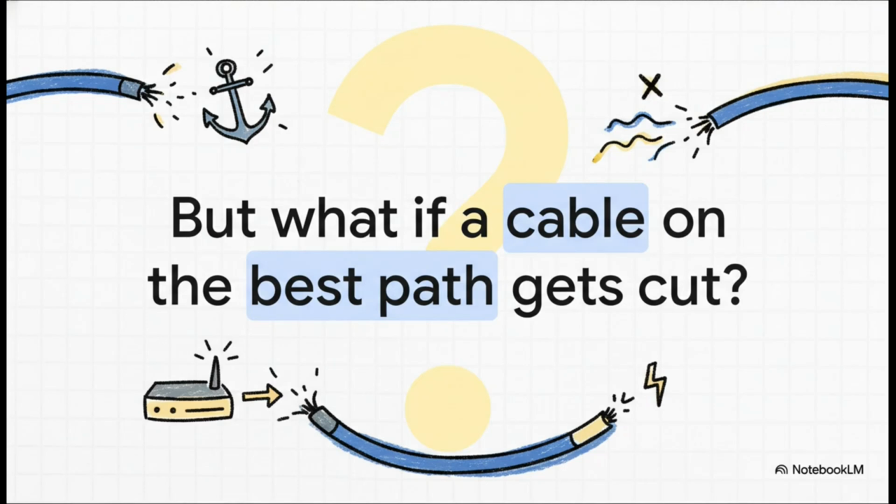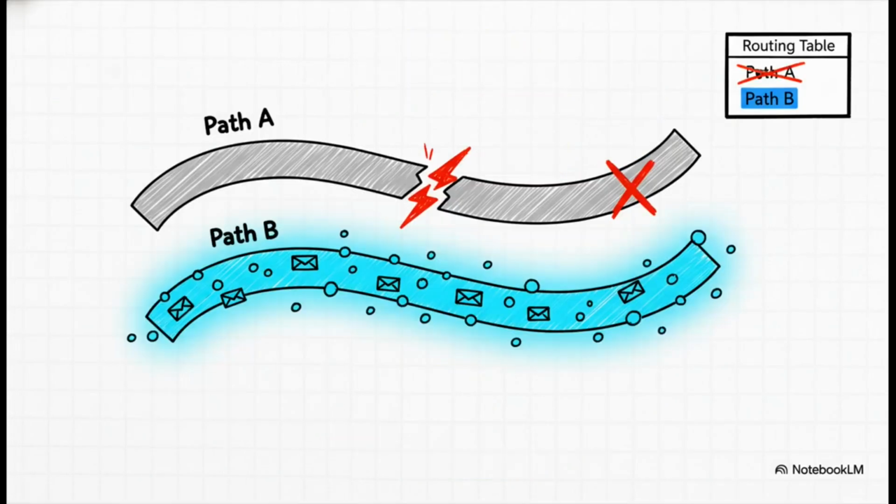But the internet isn't static, right? Things break. So what happens if a ship's anchor accidentally cuts that super efficient deep-sea cable on path A? Is your connection just dead? Is it game over? No way! Absolutely not. And this is where the genius of the internet really shines through. See, all these routers are constantly talking to each other, using these special languages called routing protocols. The instant path A goes down, they all gossip about it, update their maps, cross it off the list, and instantly start sending all the traffic down path B instead. There's no central boss telling them what to do. It's a self-healing system. It's amazing.